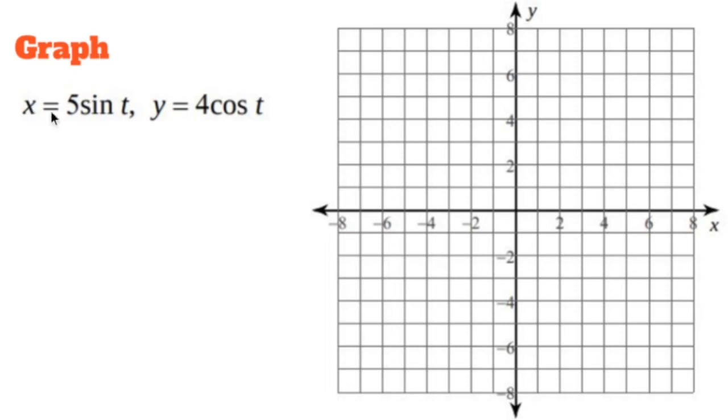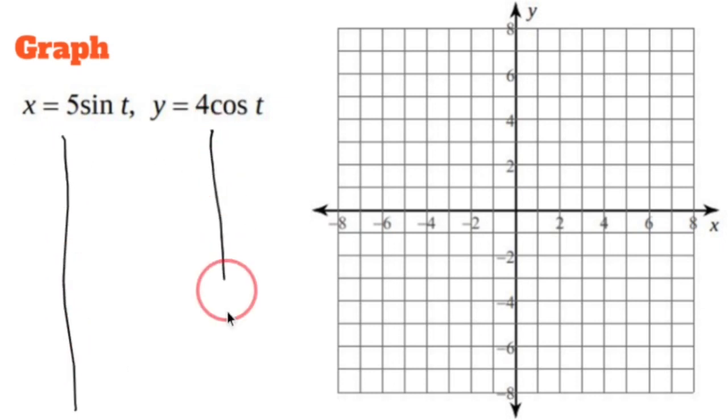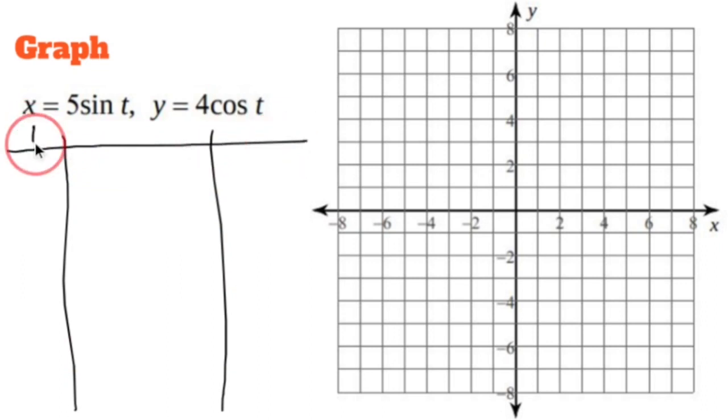Let's graph this parametric equation where x is 5 sine t and y is 4 cos t, not to be confused with Ashanti, rest in peace. Whenever you graph a parametric equation, you should make a chart of t, x, y values.